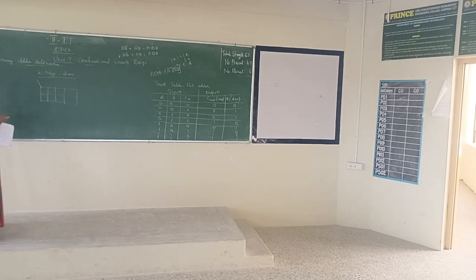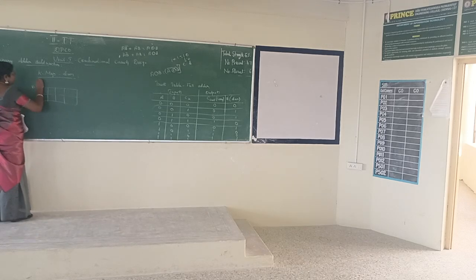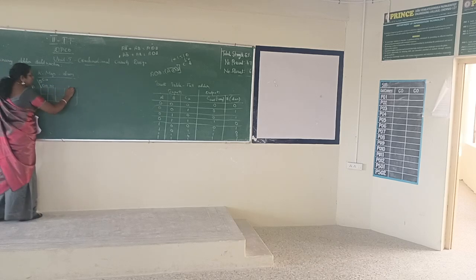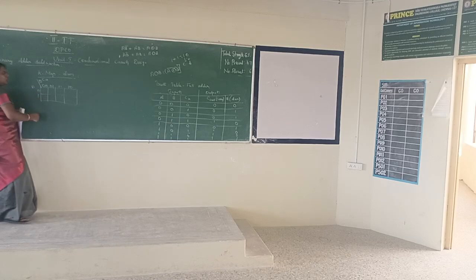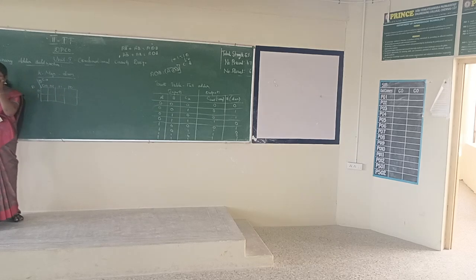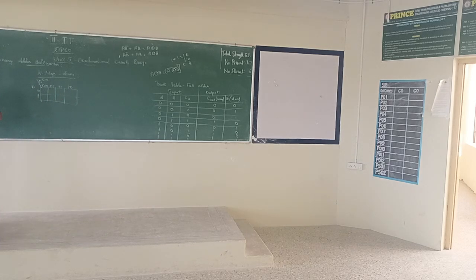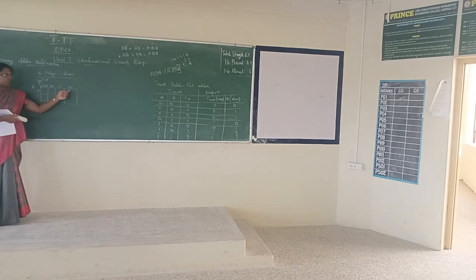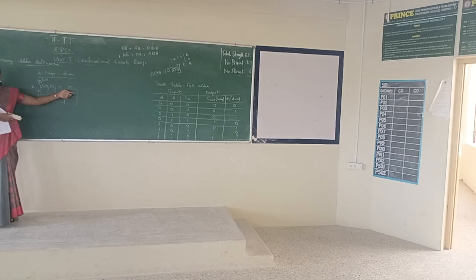Then what is A B C? So what is the combination? 0 0 0, 0 0 1, 1 1, 0 1. So what is the logic behind this? We are using the Gray code sequence instead of the binary code. What's the reason?